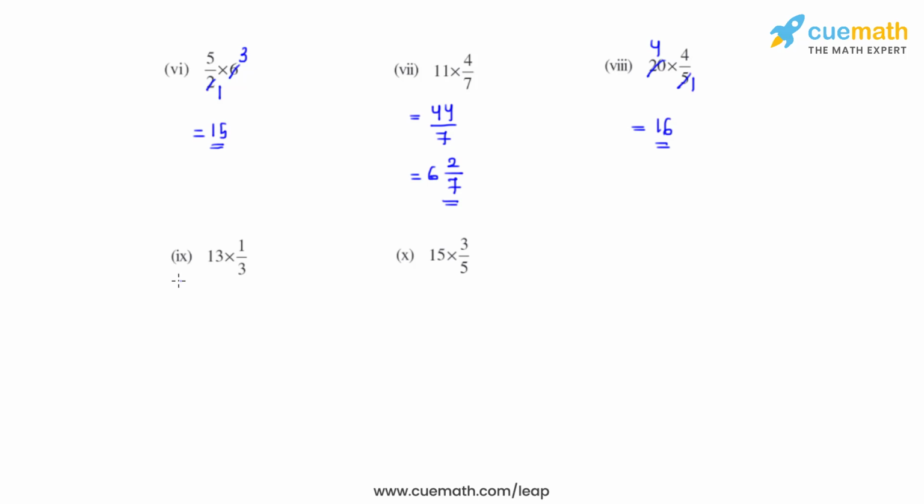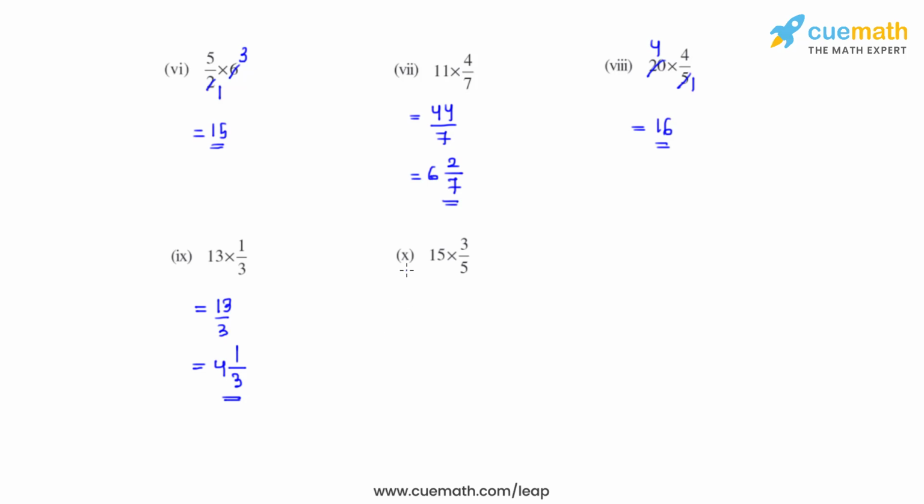Now coming to the ninth bit, we have 13 times 1 over 3. The product of it will be 13 over 3. That is 13 divided by 3. On division, we get the quotient as 4 and the remainder as 1. So the mixed fraction for this will be 4 1/3.